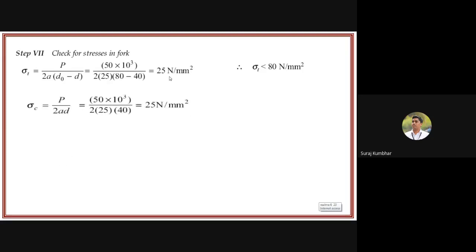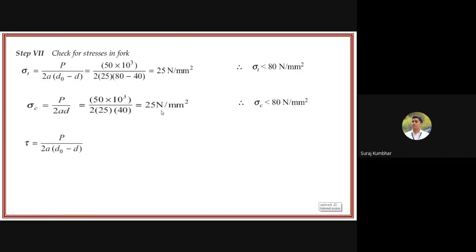Now I will go for the crushing stress. Now the formula is P upon 2 times A into D. So P upon 2 times A into D, I will put all the values and I will get the answer, again 25 Newton per mm square. So again, it is less than the compressive stress value. So that is the crushing stress value, sigma C is less than 80 Newton per mm square. So again, up till this, it is safe.